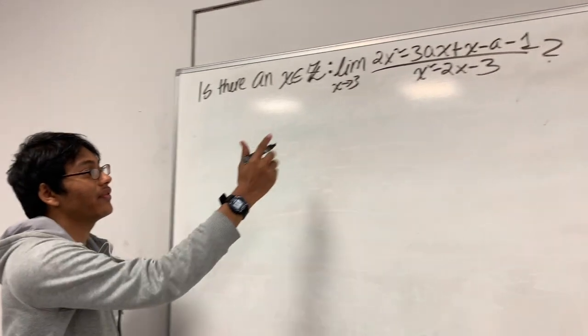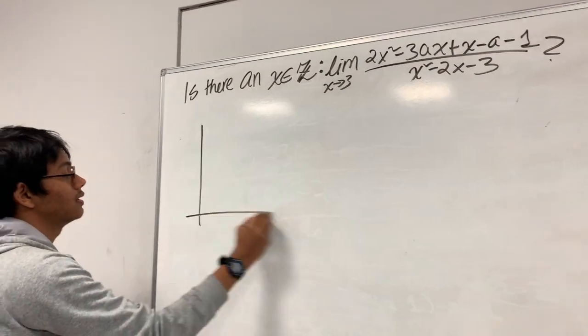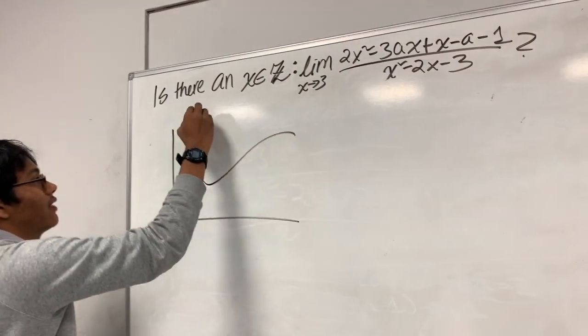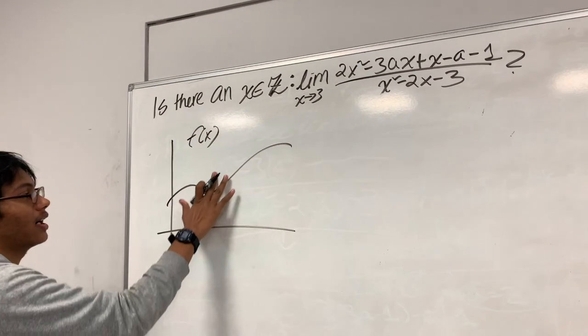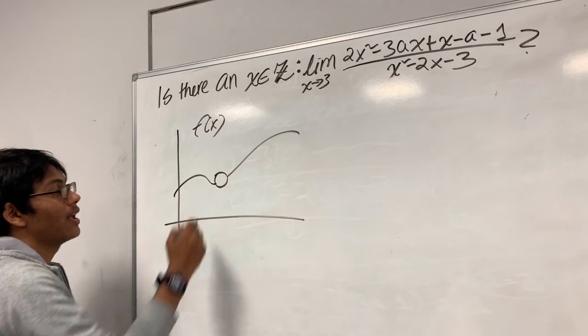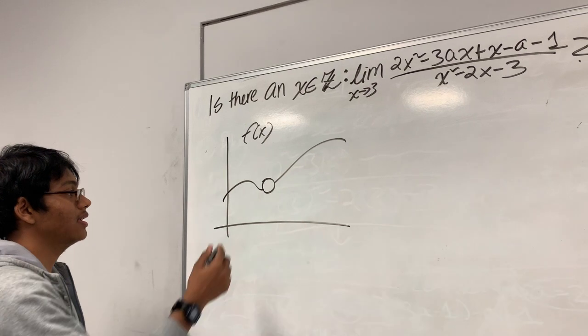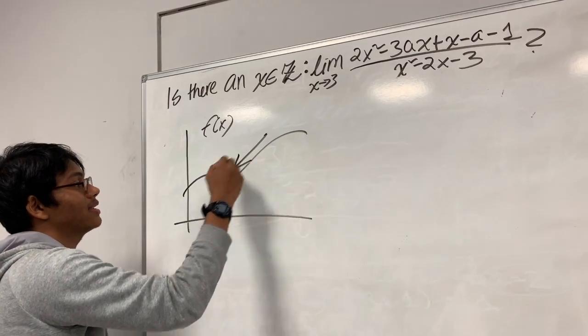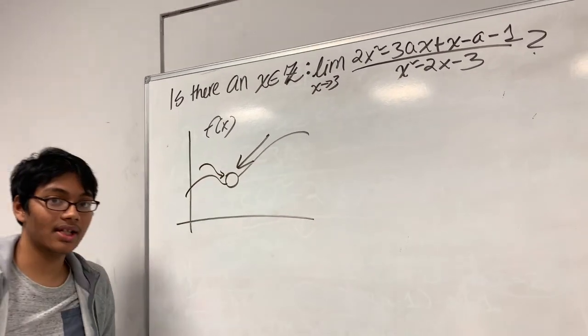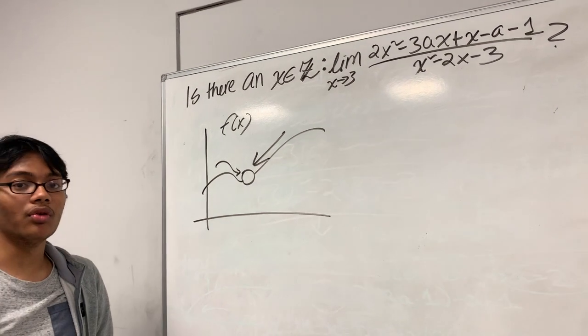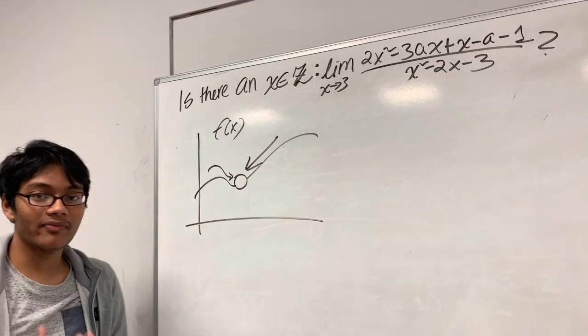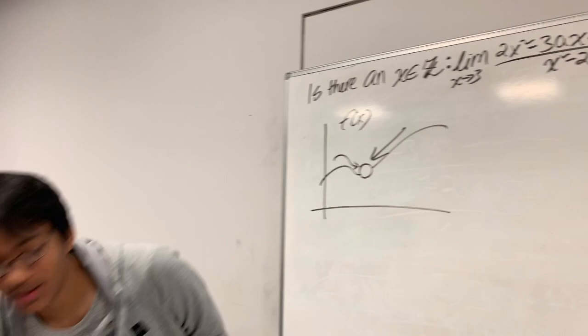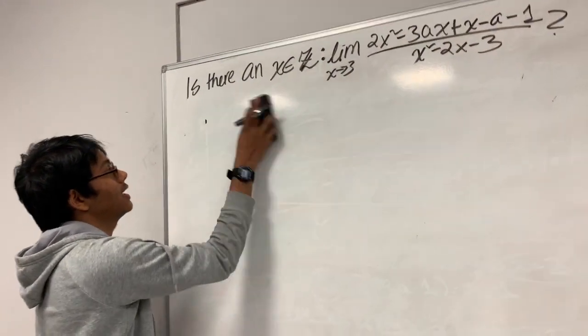if this function f of x has a hole, so let's say this is the graph of f of x, right? If this graph f of x has a hole, then its limit will be defined, right? Because the limit from the right side will equal the limit from the left side. So how can we make a hole by making up some value of a? Well, this is what we can do.